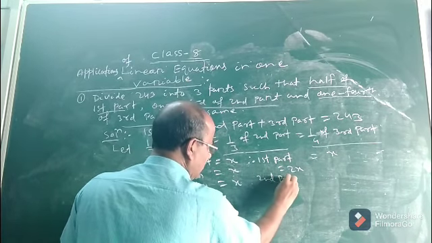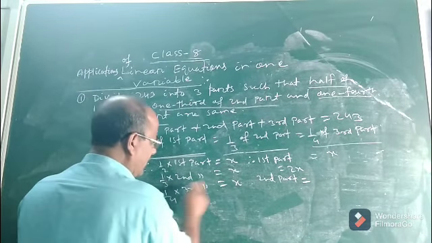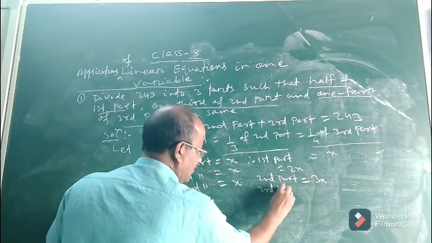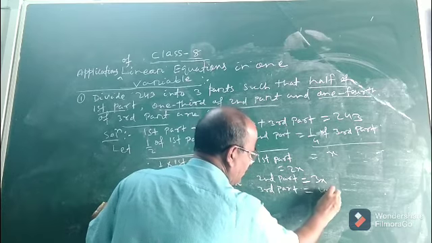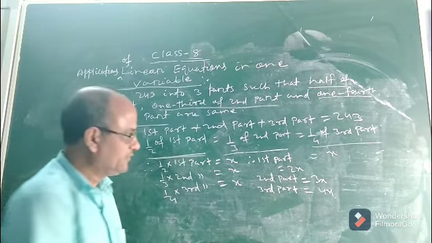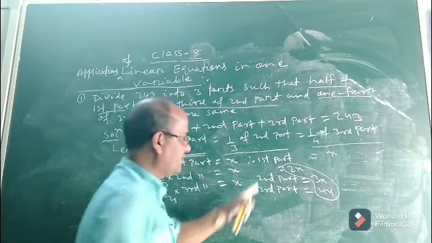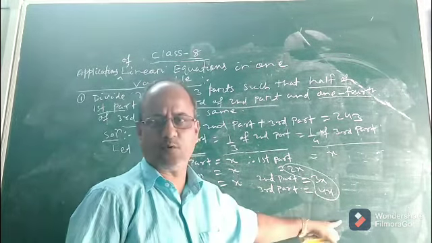Second part will be equal to how much? 1/3 of the second part is x, so second part will be 3x. And third part, you see, will be equal to 4 into x, that is 4x. Now I got the three parts in terms of x: 2x, 3x and 4x.